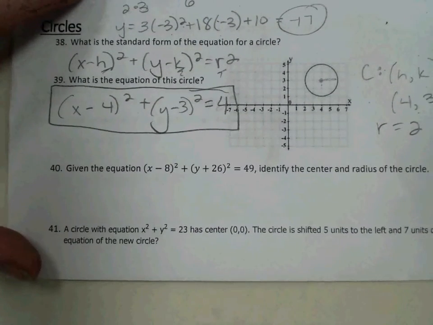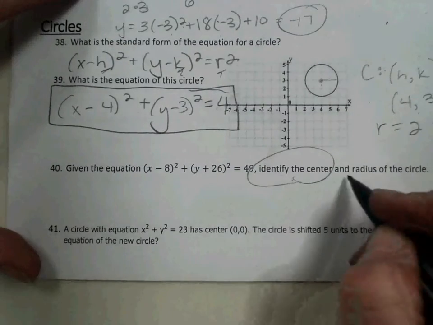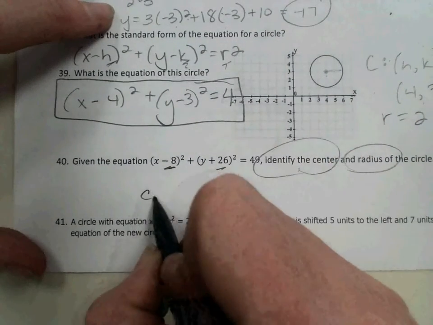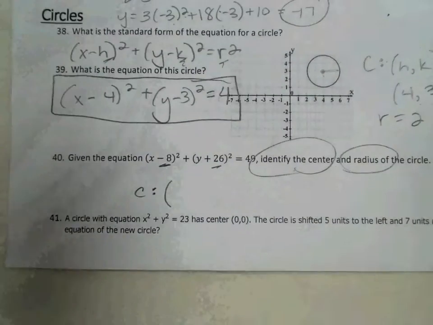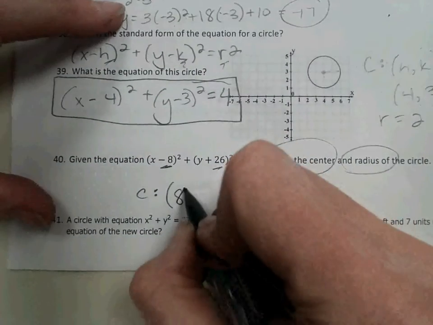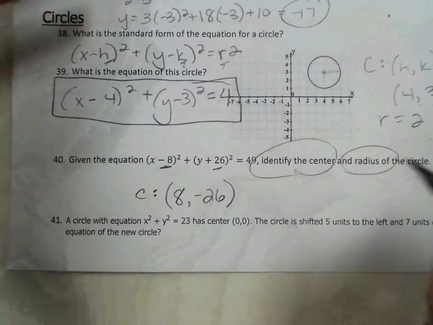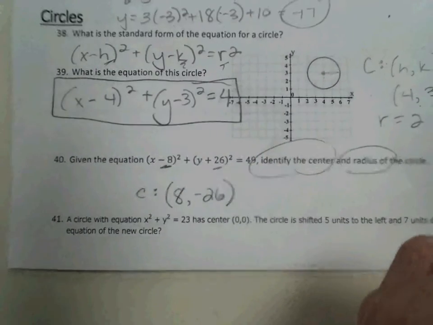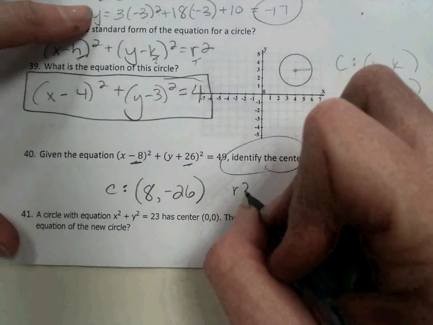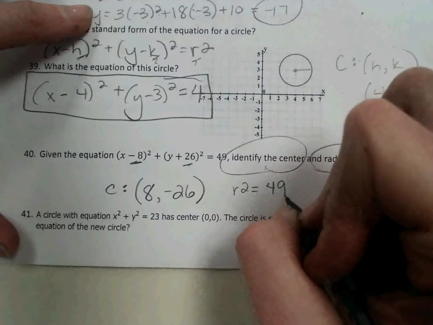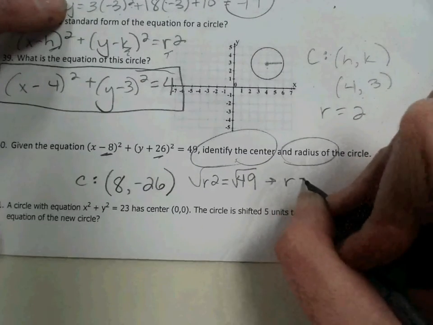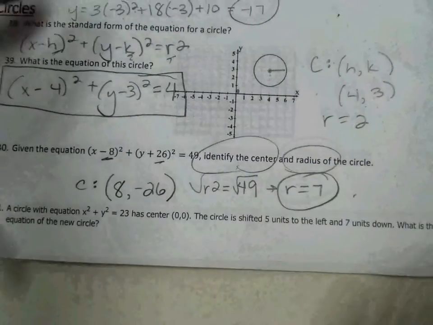Number 40, we're going in reverse. Identify the center and the radius. So the center here, remember when it's in parentheses and it's squared, we're doing the opposite, so it's going to be a positive 8, negative 26, similar to what we do when we're looking at a parabola in vertex form. And then we know r squared is 49, so the square root r is 7.